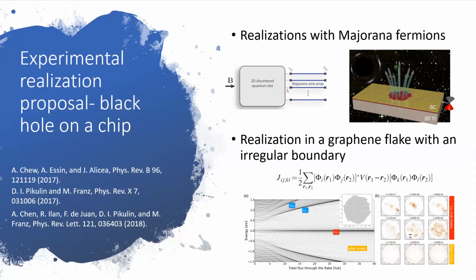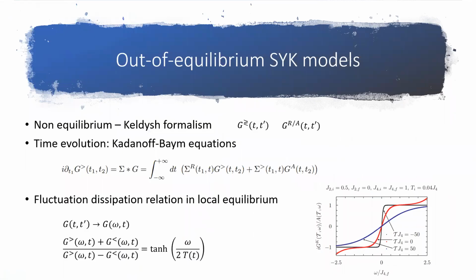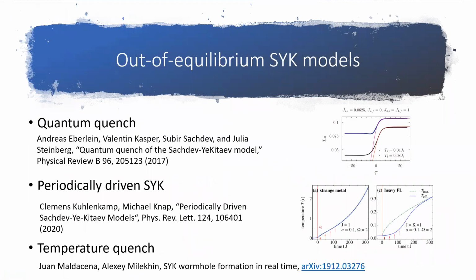Okay, so these are the realizations, and probably I'll skip the out of equilibrium SYK models because it is more related to what I'm doing with this model, but maybe it's less interesting. With drive or with some time dependence? So there are several proposals. There is a quantum quench on the model, which was the first work in this field, and then there are periodically driven SYKs, and there is even a temperature quench. This is what you showed me, the wormhole.